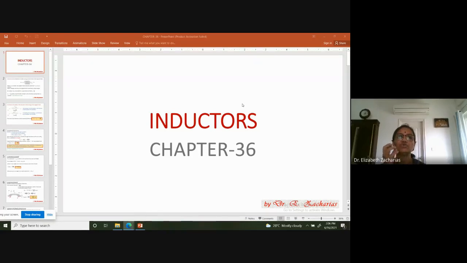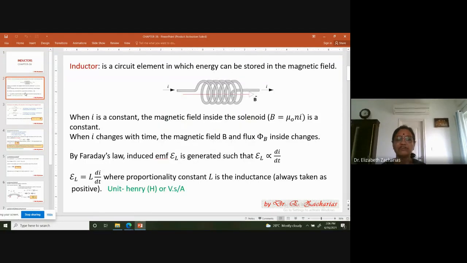Inductor is used to store energy in magnetic field. It produces magnetic field and it can store energy in magnetic field. This also requires exactly 2 classes. So please remember, inductors can have different shapes. The simplest is going to be a solenoid.